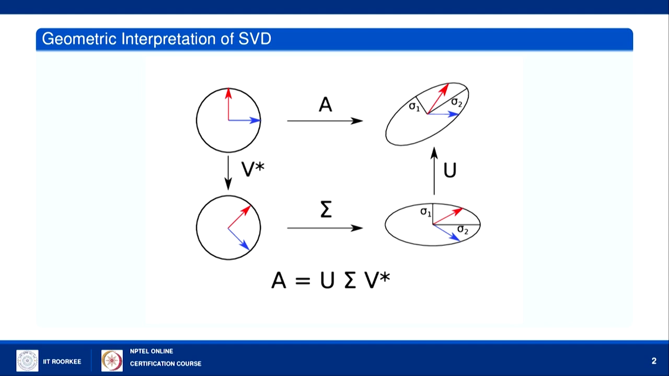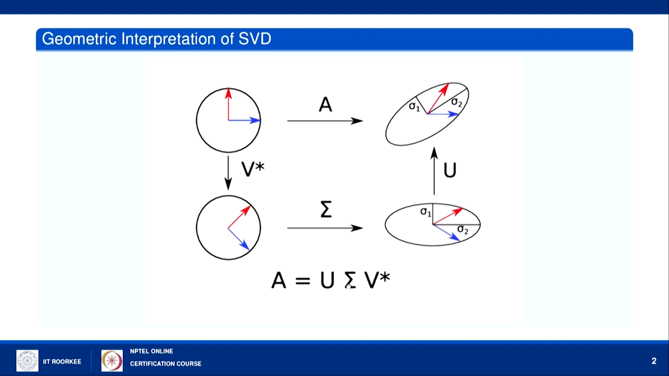As you know, singular value decomposition is A equals U sigma V transpose, or V star, where star is transpose in the case of real matrices. Now, when I apply A onto this circle, let us call this object B, so it is U sigma V star times B. First I apply V star on it. V is an orthogonal matrix, so V transpose is also orthogonal, and an orthogonal matrix rotates the object. It will rotate this object by some angle based on V transpose. So now I have the same circle, but the orientation is different.